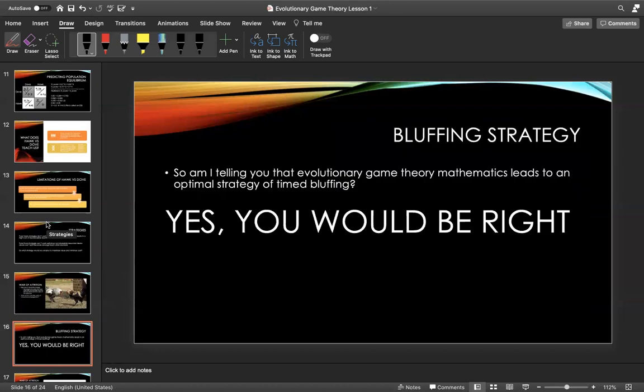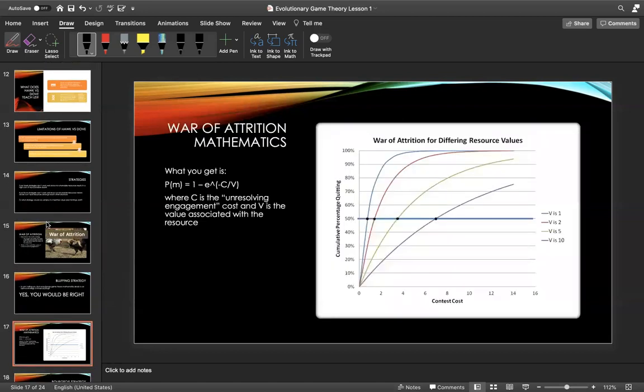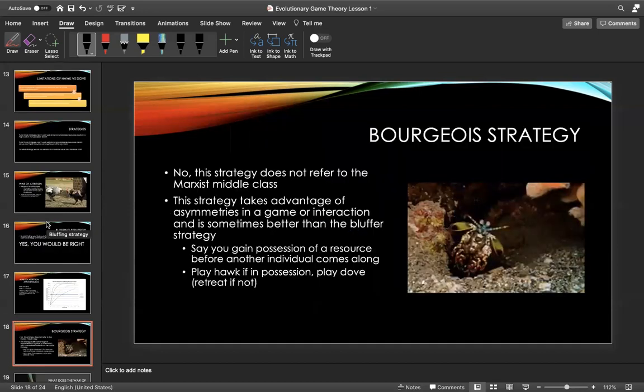And it's really interesting because evolutionary game theory mathematics literally leads to an optimal strategy of timed bluffing, which to me I found pretty interesting. But I'm just going to show how it kind of works. So you can actually model how timed bluffing works using this equation. And essentially the overall thing that I want you to take away from this is that in this strategy, well, actually, I'll go back here.